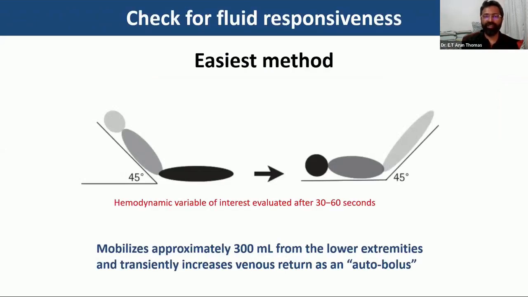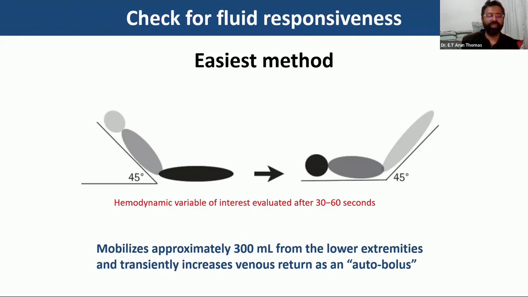And very important, we should always be using a dynamic assessment. If you have a patient and you want to check whether the patient is fluid responsive, you can use two ways. You can give a bolus of 500 ml and see whether the BP is improving. Another way is to keep the patient in a 45-degree position, place the linear probe on the carotid artery, and check the peak systolic velocity variation.